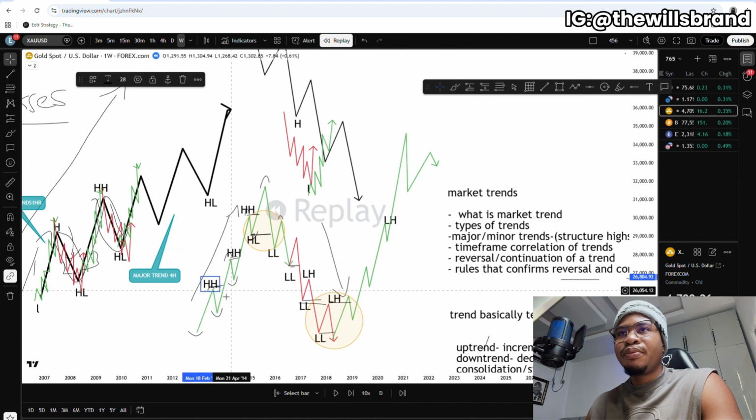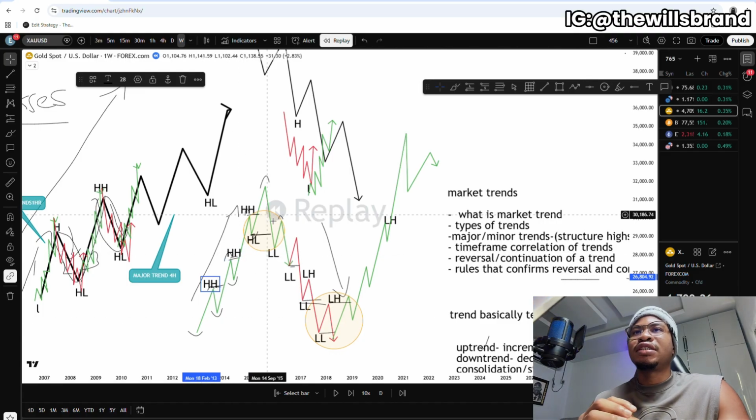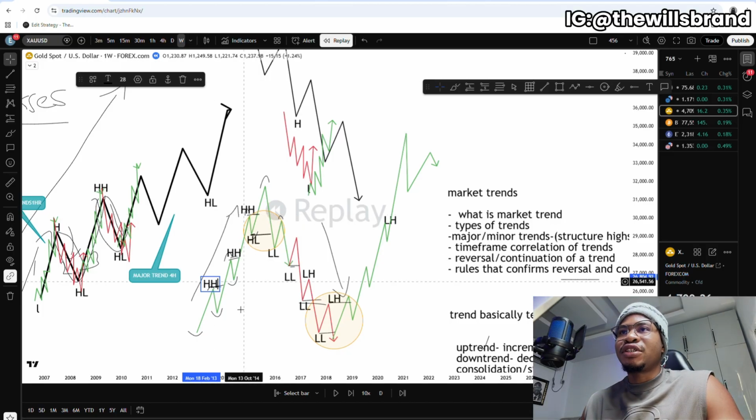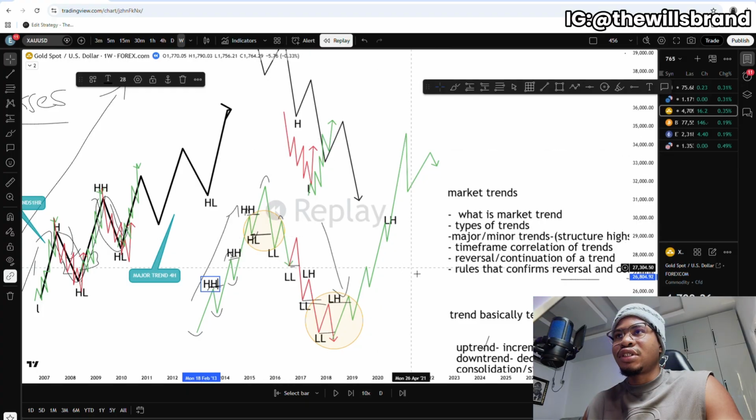So if we keep breaking previous higher highs in an uptrend, that is a confirmation that we are in an uptrend, and that uptrend is still dominant. All right, that means buyers are still in power. They are still dominating that particular trend. Now, once that changes and we start breaking higher lows, that is reversal. But if we keep breaking higher highs, that is continuation. I hope you understand that.